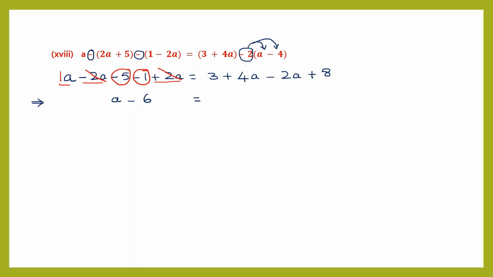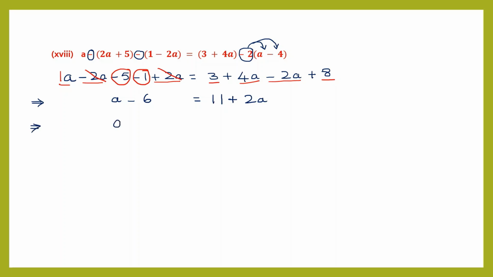Now let's see what we have on the right hand side. So let's take the numbers. We have 3 and 8. 3 plus 8 is 11. And let's take the A terms now. Now here we have 4A, that is plus 4A minus 2A. So plus 4 minus 2 signs are different. Put the sign of the bigger number and subtract. 4 minus 2 is 2. So that's plus 2A.